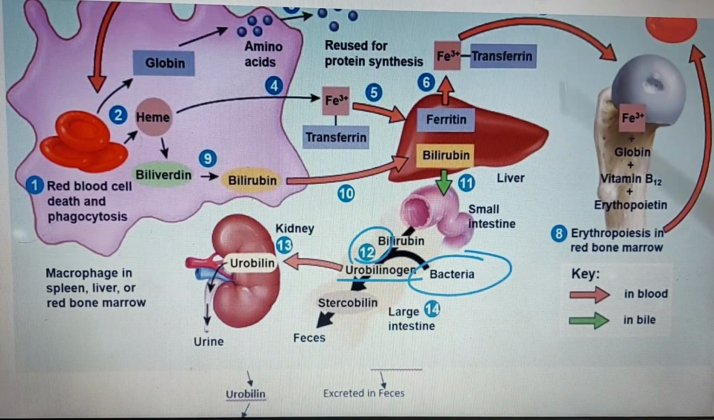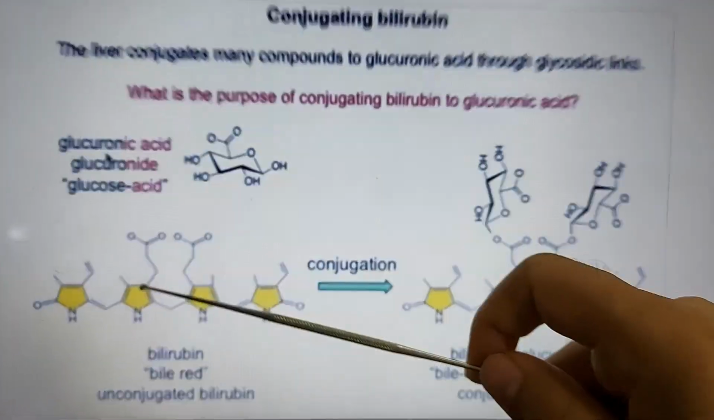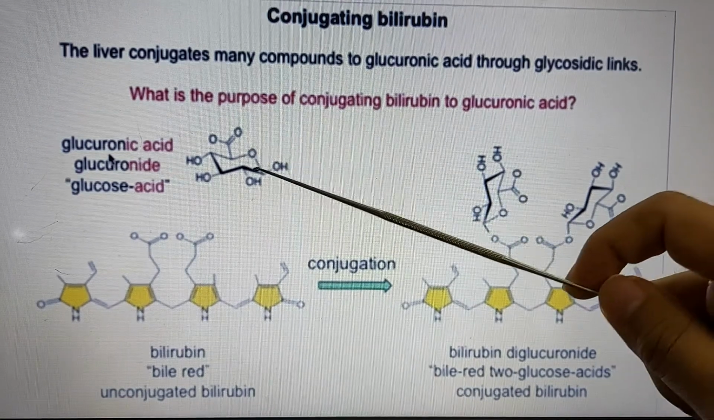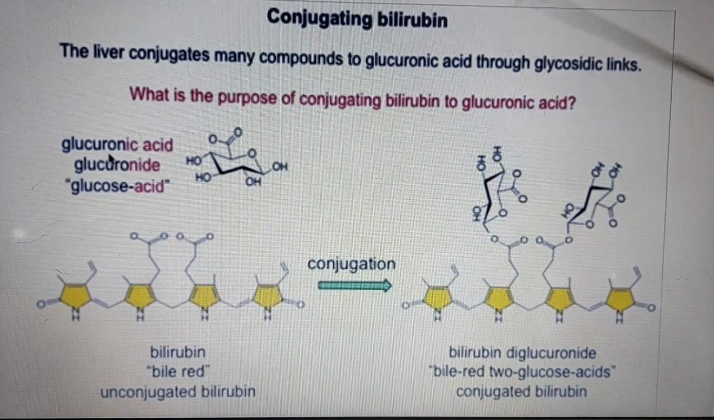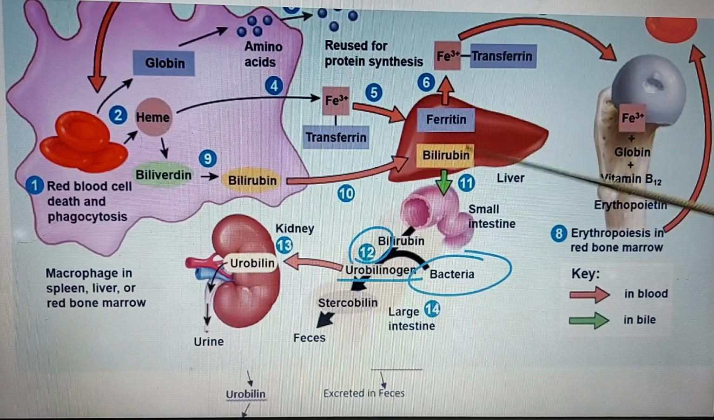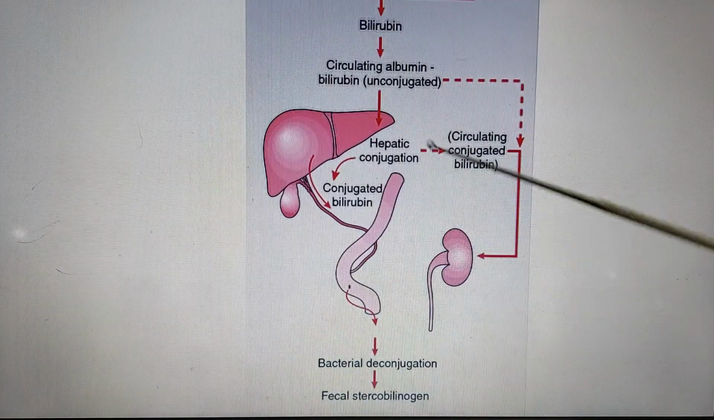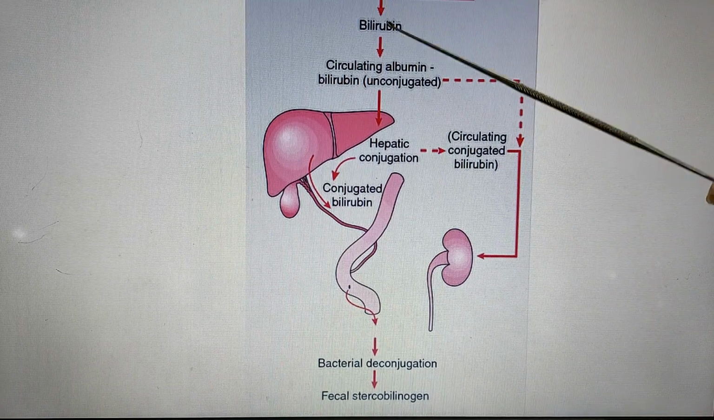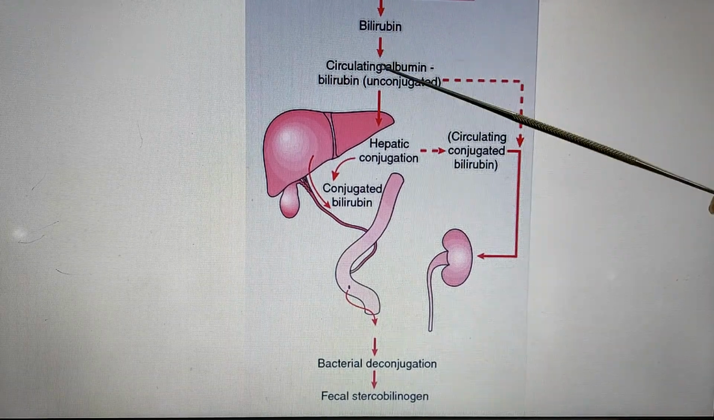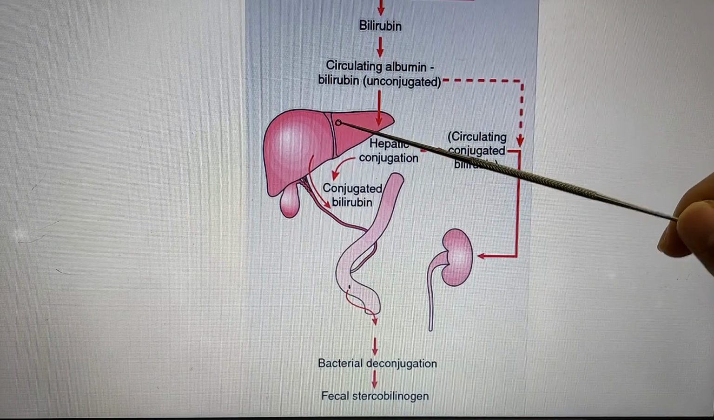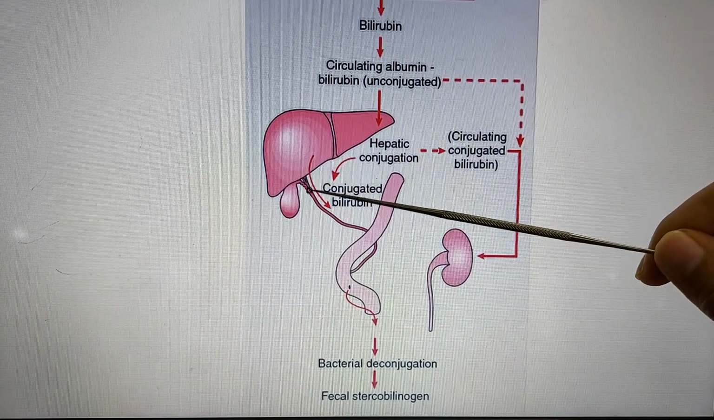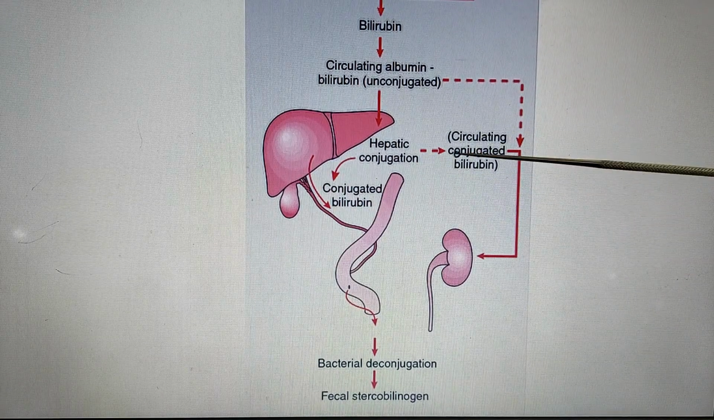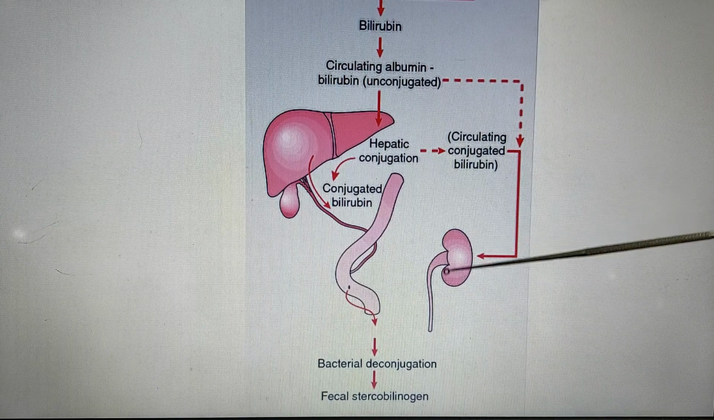Here in the liver, the reaction happens like this. Here is the bilirubin, and this bilirubin will conjugate with glucuronic acid, and we get the conjugated bilirubin. In the liver, the conjugation occurs. So in summary, this bilirubin is unconjugated, and here is the conjugated bilirubin. This conjugated bilirubin can be excreted through the stool, through the bile, and some part of this conjugated bilirubin is also excreted through the urine.